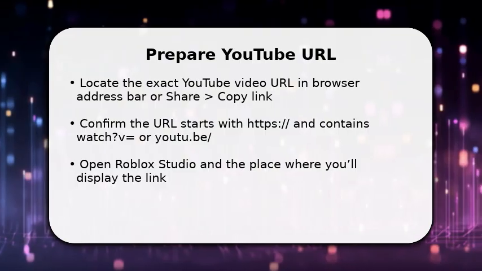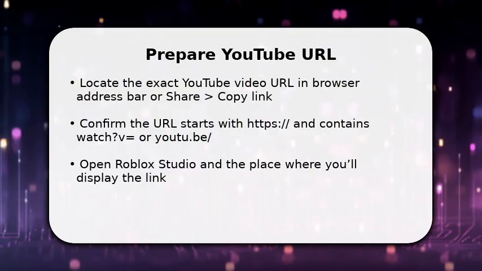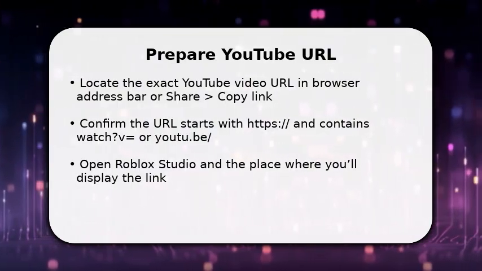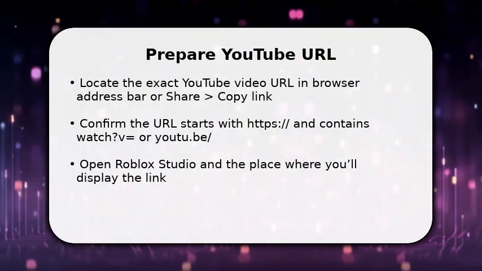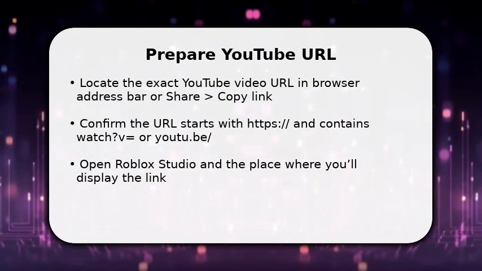Next, open Roblox Studio and load the place or GUI where players need the link. You want to be in edit mode now because you'll paste and test the link immediately into a text label or a script. This eliminates guesswork and keeps testing fast and repeatable.